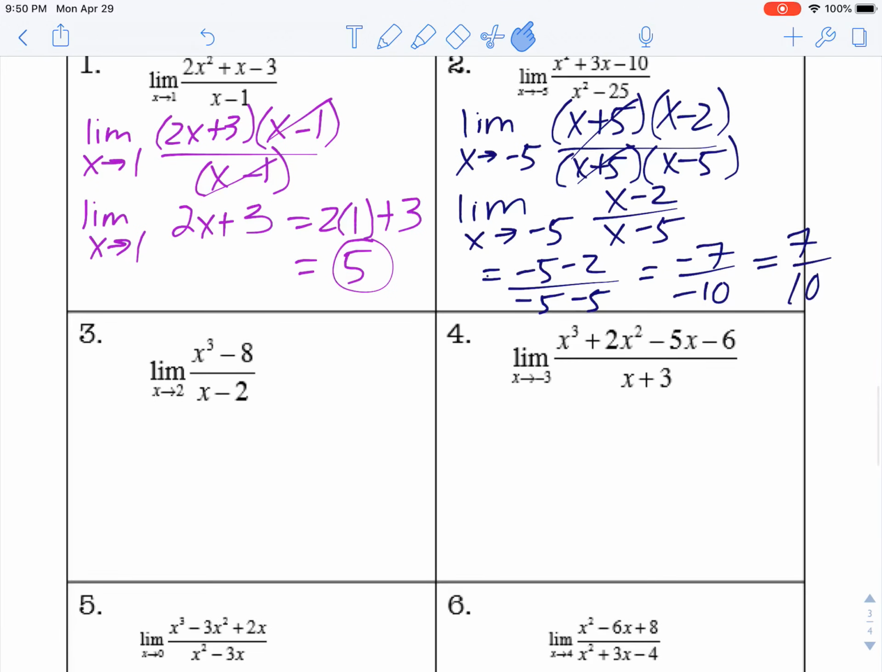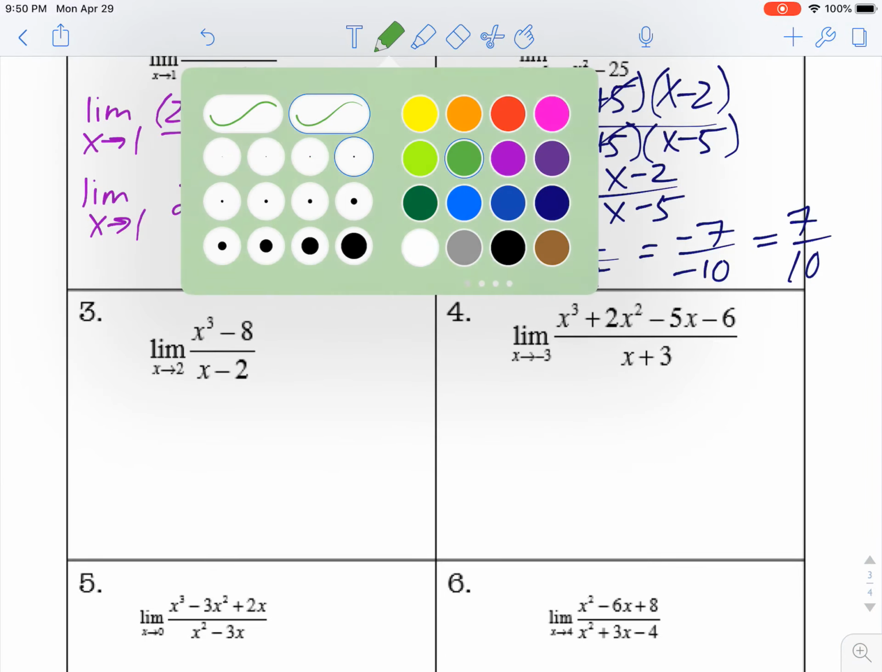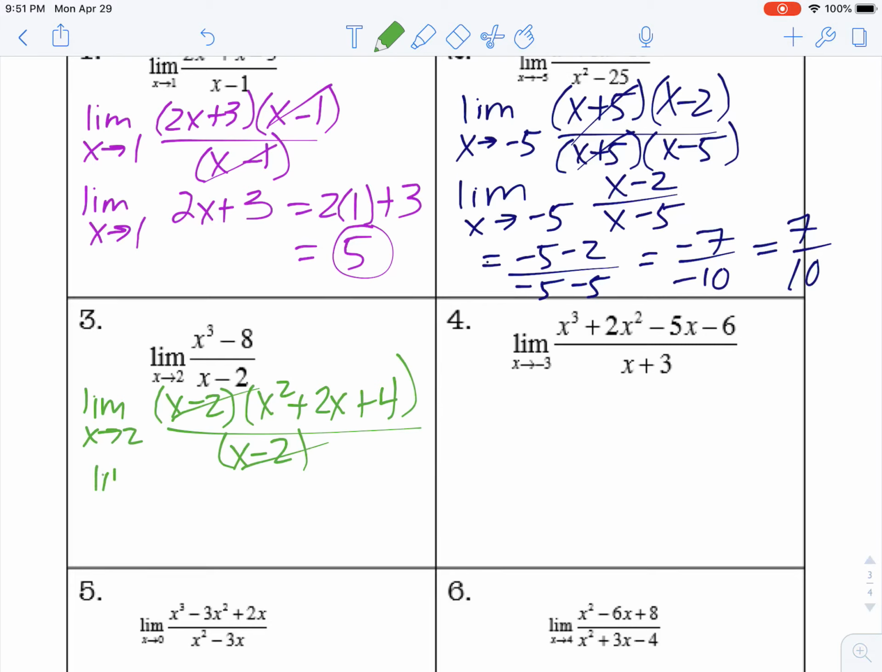Okay, 3, we have a difference of 2 cubes here. So this is going to be our limit as x approaches 2. We got x minus 2, same sign, opposite. Remember, SOAP, same opposite, always positive, right there. We got x minus 2 in the denominator. So limit as x approaches 2 of x squared plus 2x plus 4. 2 squared plus 2 times 2 plus 4, which is going to give us 12.